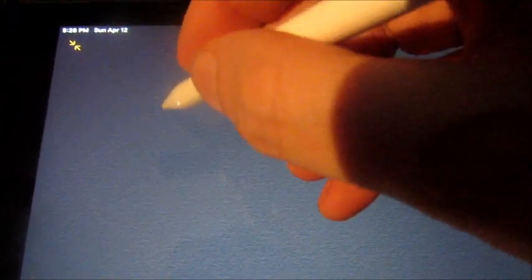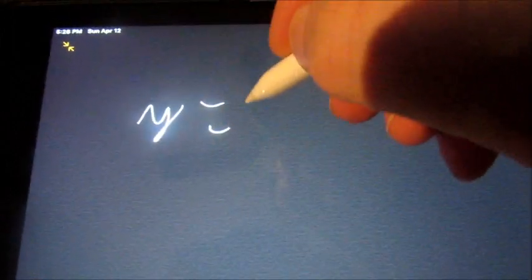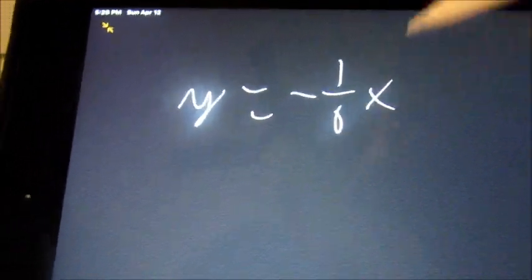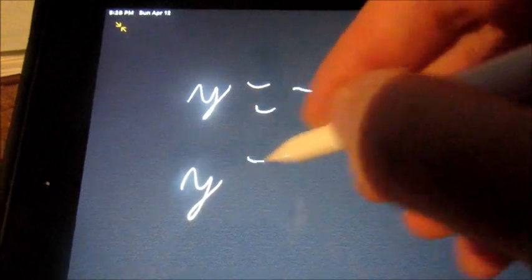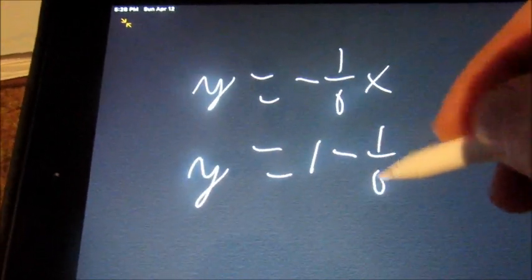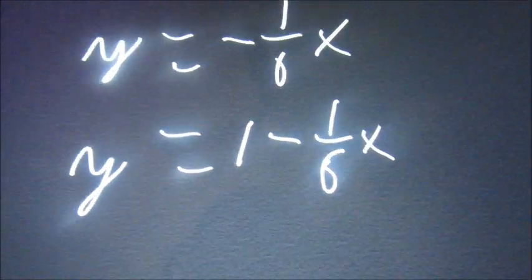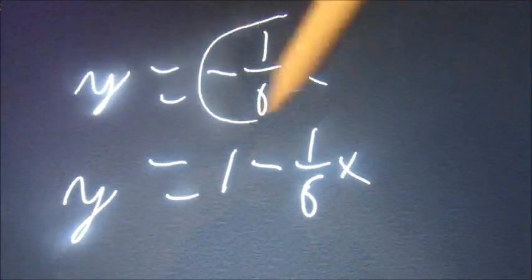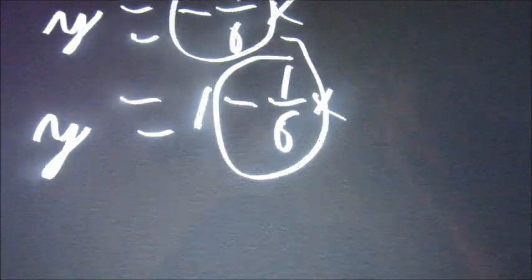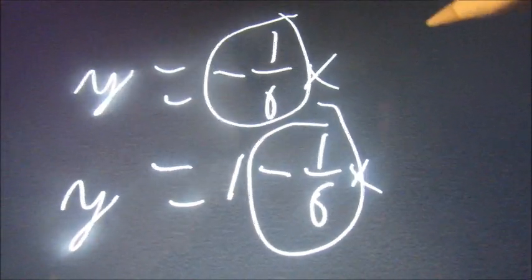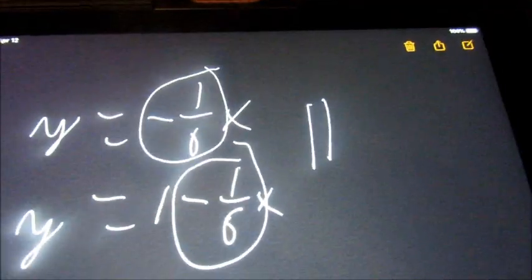So the first one I'm going to do is y equals negative 1 over 6x and y equals negative 1 over 6x. So this one's really easy. We just have to look at what's in front of the x. Here it's negative 1 over 6. Here it's negative 1 over 6. That means these two lines are parallel.